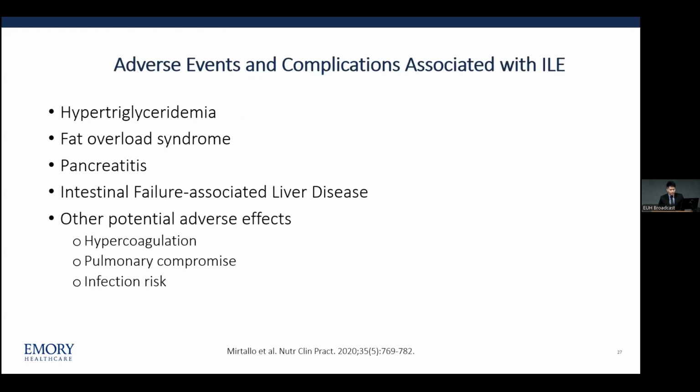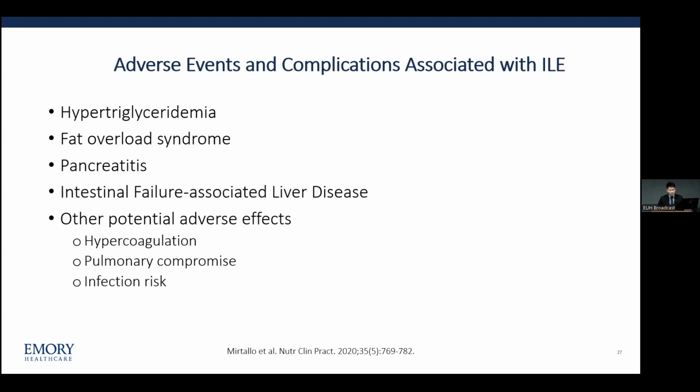So these are the adverse events and complications that can be associated with IOEs. Just like any other medications, there are always adverse events. One of the adverse events is hypertriglyceridemia. Another adverse event is fat overload syndrome, pancreatitis, intestinal failure associated liver disease, and other potential complications such as hypercoagulation, likely caused by phylloquinone that is derived from sources like soy and safflower oil, which may continue to increase clotting.